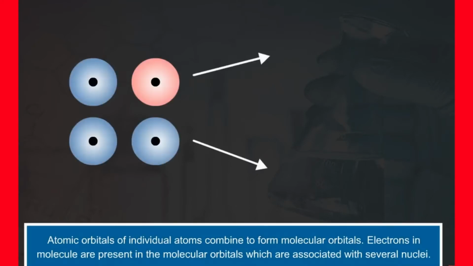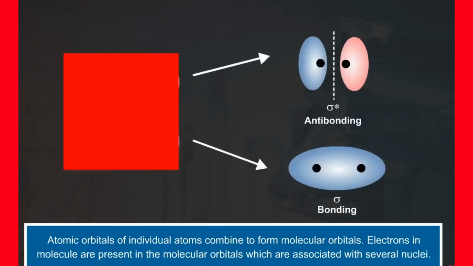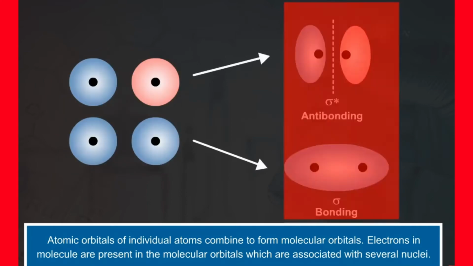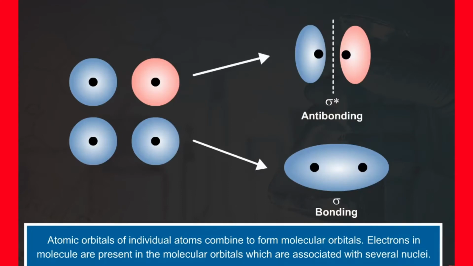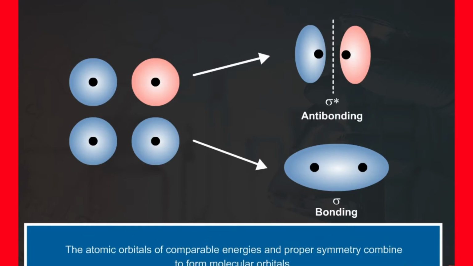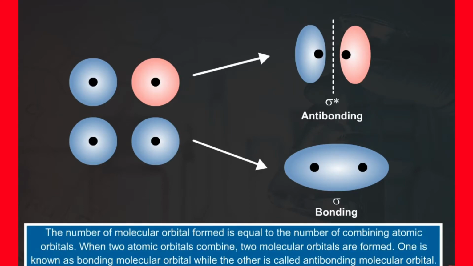The basic idea of MO theory is that atomic orbitals of individual atoms combine to form molecular orbitals. Electrons in a molecule are present in the molecular orbitals, which are associated with several nuclei. The atomic orbitals of comparable energies and proper symmetry combine to form molecular orbitals. The number of molecular orbitals formed is equal to the number of combining atomic orbitals.